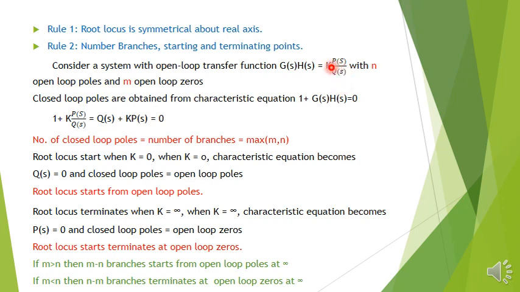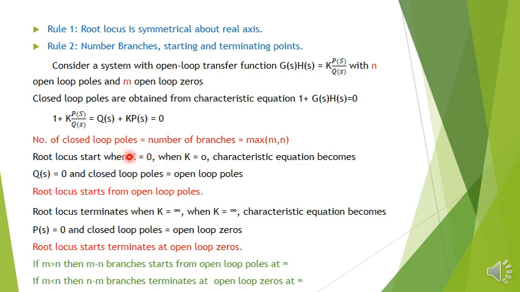By equating the denominator polynomial of this open loop transfer function, it is the same as Q(s) equal to 0. So closed loop poles equal open loop poles. That means the root locus starts from the open loop poles.